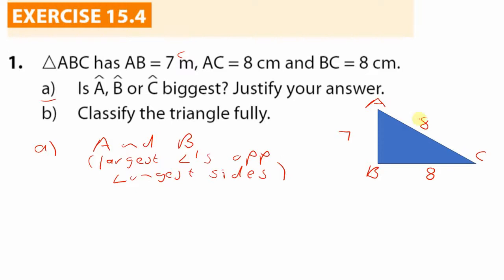Now, what we need to do here is take into consideration that we have two sides that are the same length. So therefore, this is an isosceles triangle.